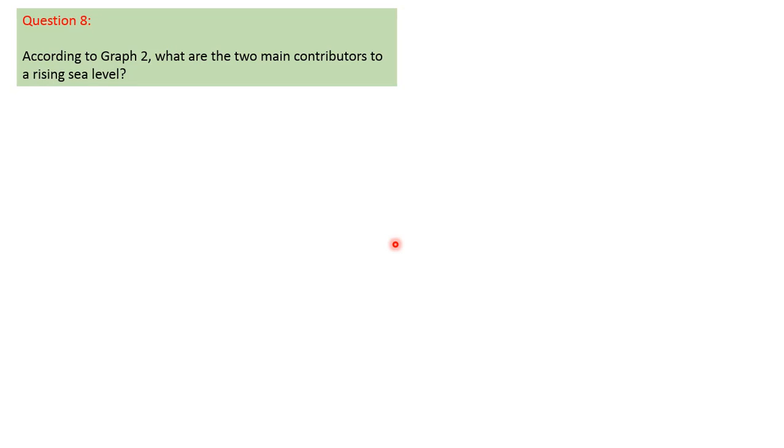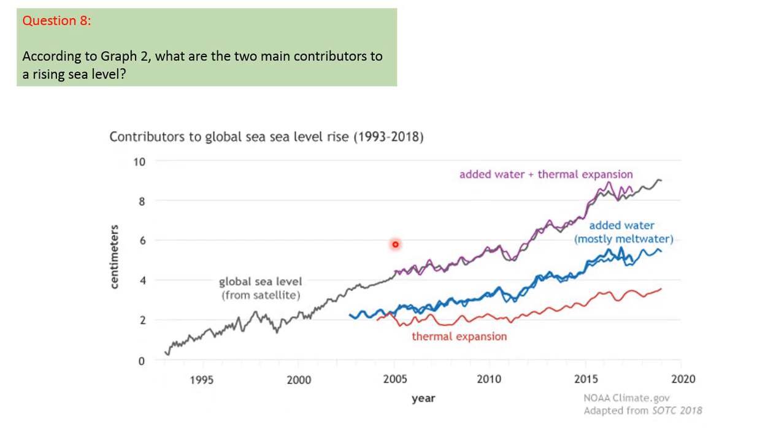According to graph 2, what are the 2 main contributors to sea level rising? So on graph 2, you can see the 2 main contributors are meltwater from glaciers coming off of the land and thermal expansion. And then question 9, you'll watch the video that is posted on Haiku, and you'll answer the 2 questions there. That concludes this self-help video. If you have any further questions, please see your science teacher.